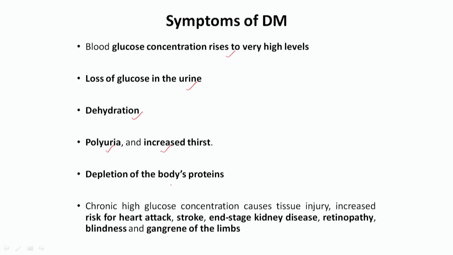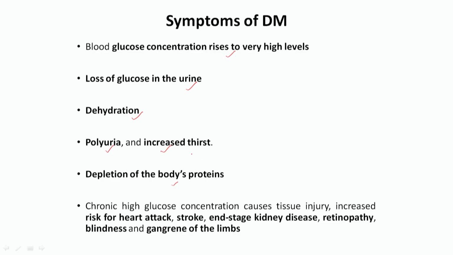Then there will be depletion of body protein. Since glucose is not available, other metabolites like protein and fat will be utilized. So, there will be depletion of body proteins, and chronic high glucose concentration causes tissue injury, increased risk of heart attack. There will be a stroke, or in the later stage kidney disease. There will be retinopathy. There will be blindness and gangrene of the limbs. So, these are the very important symptoms of diabetes mellitus.